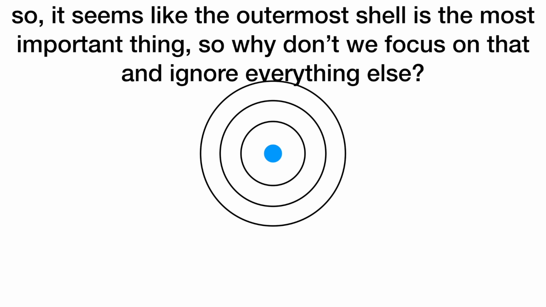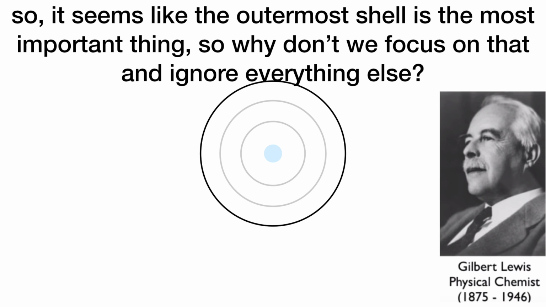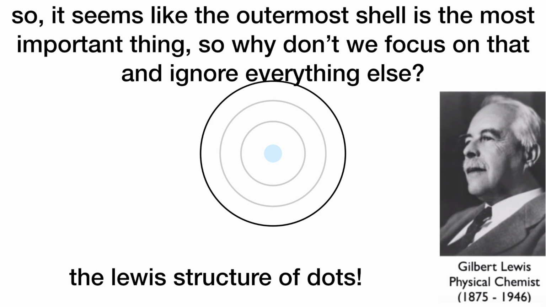So it seems like the outermost shell is the most important thing. So why don't we focus on that and ignore everything else like this? And if you're thinking that, you're not alone. Gilbert Lewis. And that's how he came up with the Lewis structure of dots.